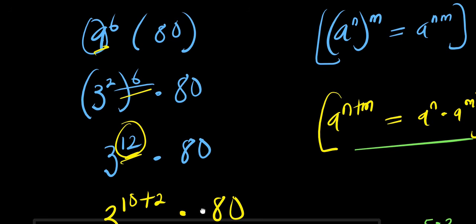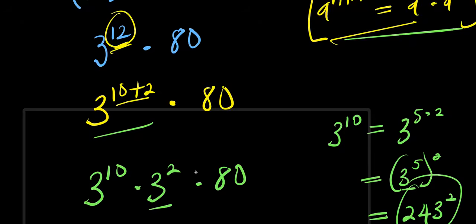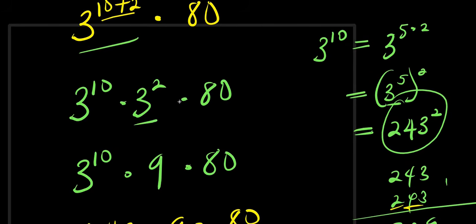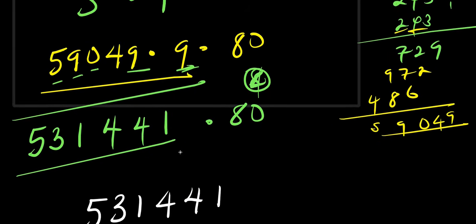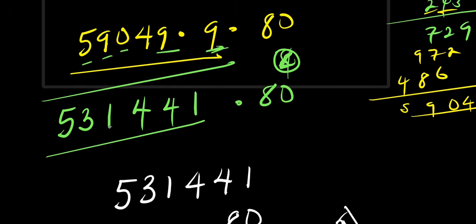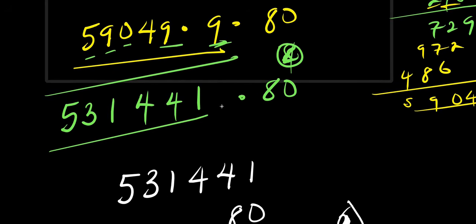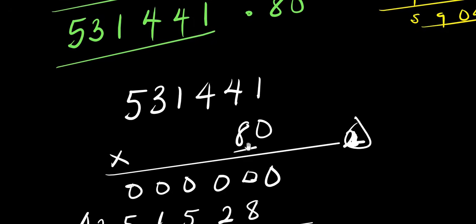From here, we divide this 12 into 10 plus 2. And from here, we apply this a power n plus m equals a power n times a power m. So you have 3 power 10 times 3 power 2 times 80. 3 power 10 times 3 power 2 is 9 times 59049. From here, we need to multiply 9 times the whole of this, and we had 531441 times 80. We also multiplied 80 by 531441.